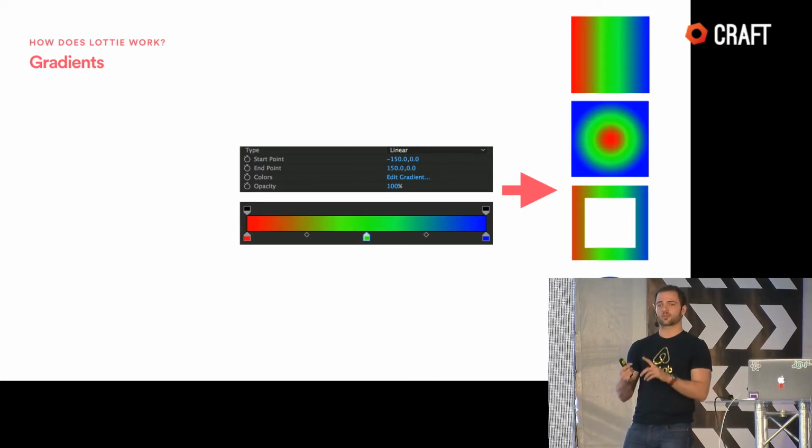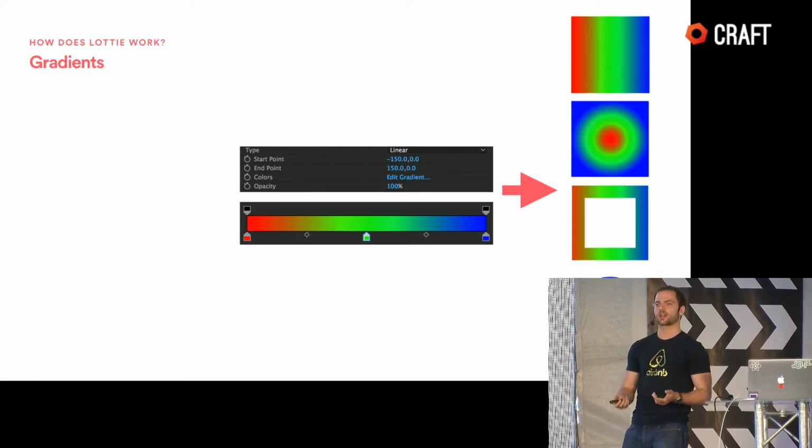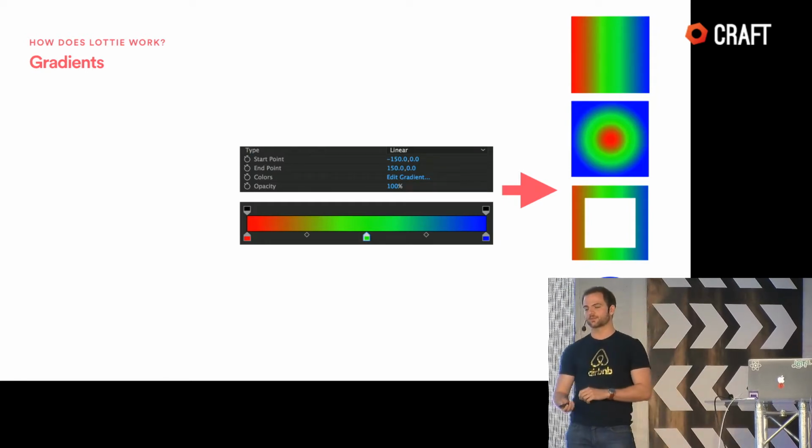A gradient can also be linear, which is like the top one here on this slide, or radial, which comes out from the center. And you can even apply a gradient to a stroke.